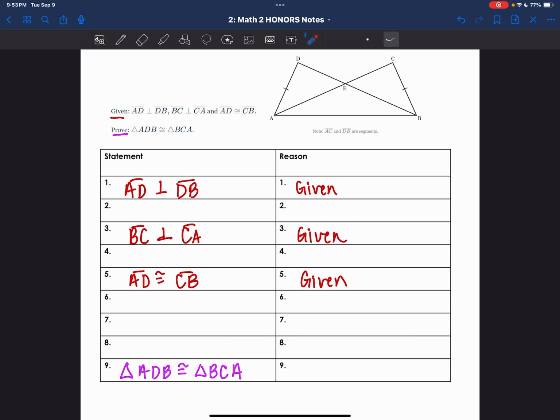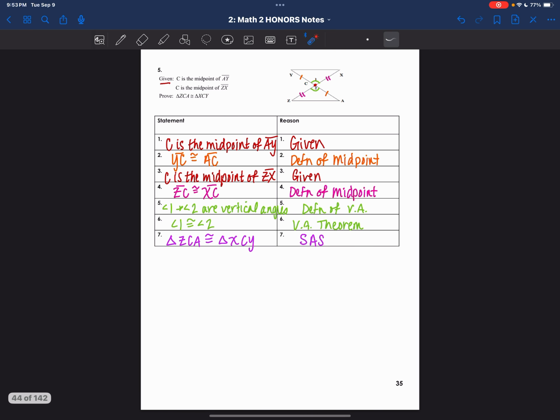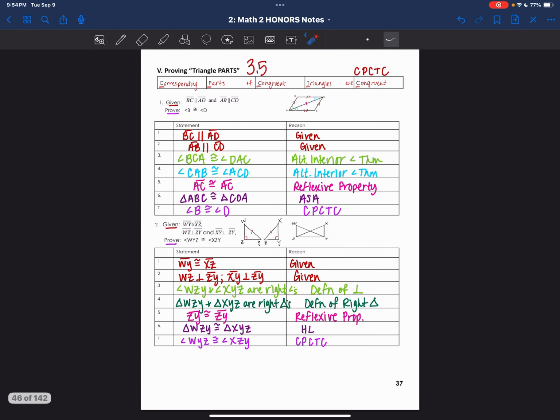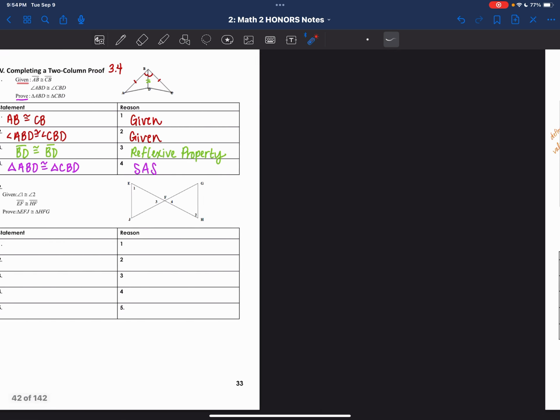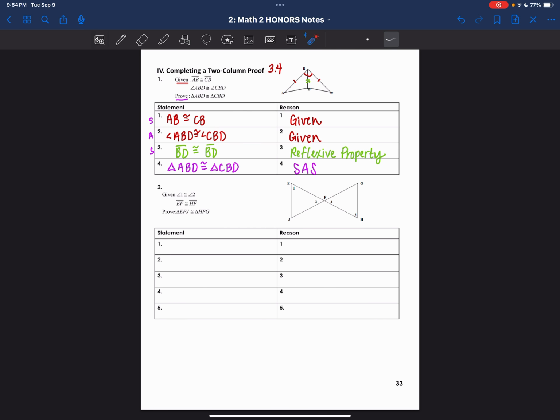So I want you to try this. This is tricky, and then this last one, you should know how to do that one. All right, so this is not easy. You have to think about all the steps, but look at your examples that we did here and how you can prove that. All right, so this is completing two-column proofs.